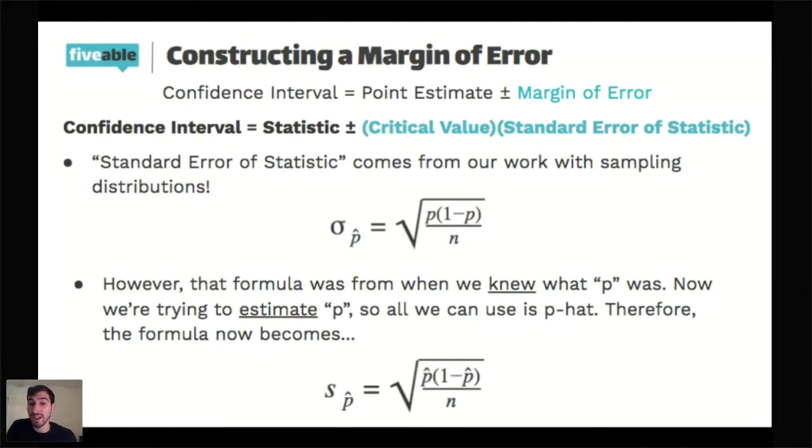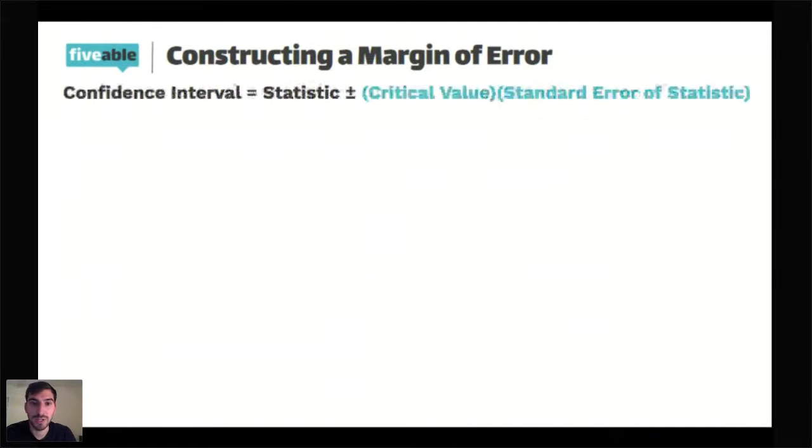The one way I could see that they might try to trick you with this is if they give you a scenario where you do know P, then to calculate the standard error, you're going to use the formula at the top, not the one with p hats. If you don't know P, you're going to use the formula at the bottom where you actually use your p hat. And so the statistic is p hat, the standard error of the statistic is that, and a critical value is a thing called a z-star.